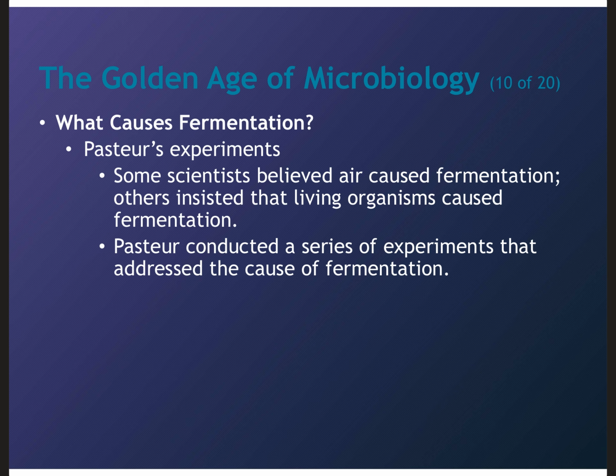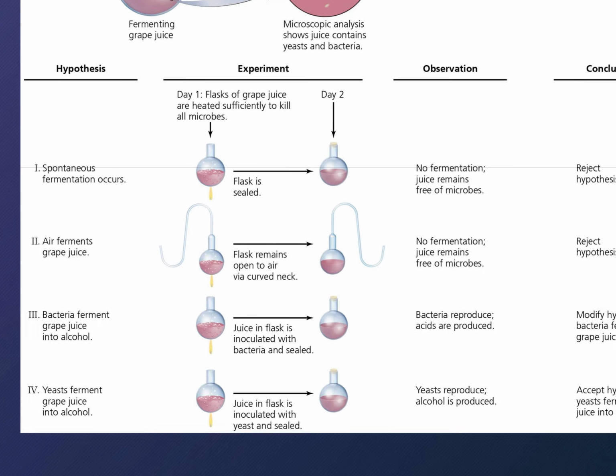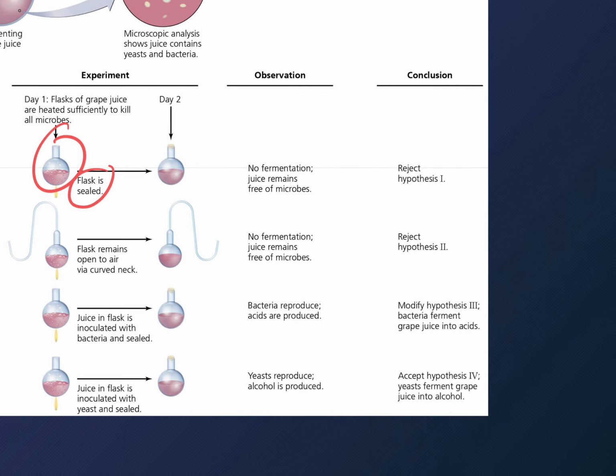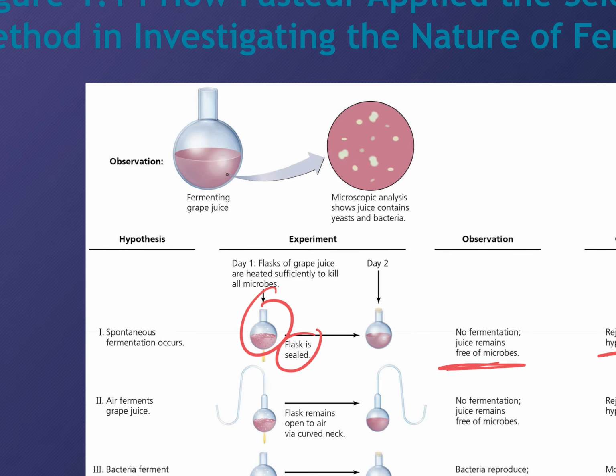So Pasteur conducted a series of experiments that addressed the cause of fermentation. So here are his experiments. So spontaneous fermentation can occur, right? The flask is uncovered. So on the first day, they boiled the grape juice. They heated it sufficiently to kill all the microbes. Then they sealed it. Day 2, it's still sealed. No fermentation. Juice remains free of microbes. So you reject hypothesis 1.